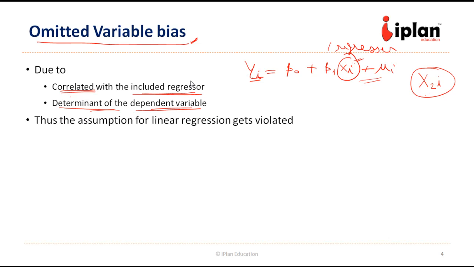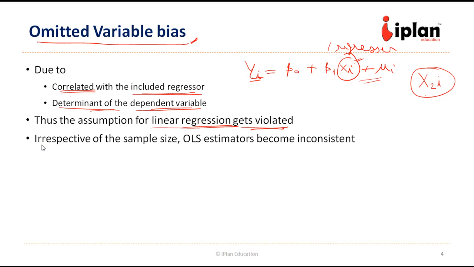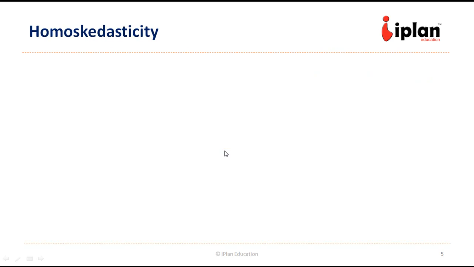So when we are omitting an important variable from the model, then the assumption for linear regression will get violated. And now, irrespective of the sample size, our ordinary least square estimators will become inconsistent. So we will not be able to use them for prediction of the coefficients. So we need to be careful that we are not omitting any important independent variable from the equation. Let us move to the next topic.